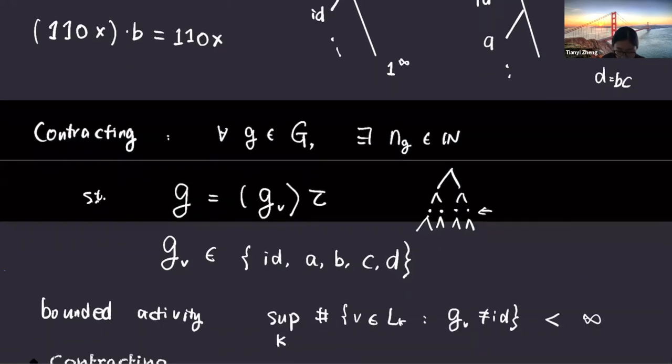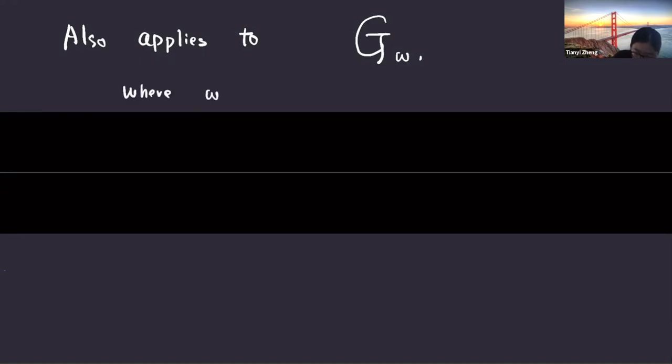And you can also consider, it also applies to other G_omega, where omega satisfies a kind of positive frequency of all 0, 1, 2 strings. So the first Grigorchuk group is defined by a parameter that is periodic in 0, 1, 2. I don't want to go into how it's precisely defined, but it's also generalized to other sequences omega. So this is an uncountable family of groups.